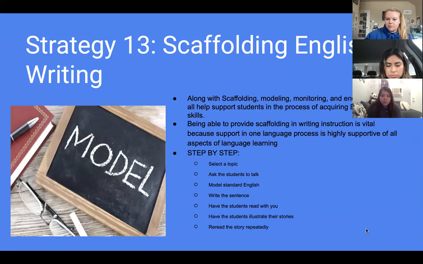For the step-by-step in this strategy, you would select a topic and then ask the students to talk about it. During this time, you're modeling standard English, which is encouraging them to use English. Then you write the sentence, and the students read it with you. Then they illustrate their stories and reread the story repeatedly.